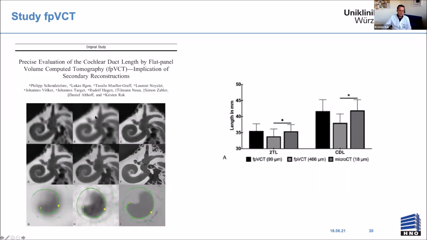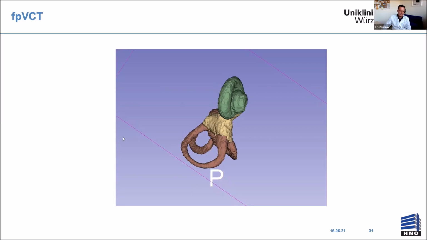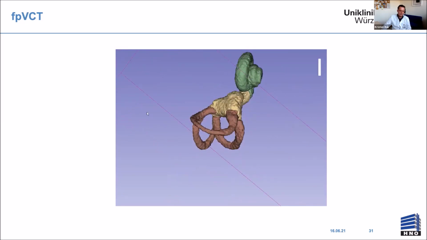And here is one publication of ours where we compared this flat panel volume computed tomography, especially with a secondary reconstruction, and we could see that for the cochlear duct length, using another technique and 3D measurement, we can use the same values as in micro CT. So I think this flat panel volume CT has great advantages, especially in the postoperative control. It is also possible to use it here to do 3D reconstruction of the human cochlea in high resolution.